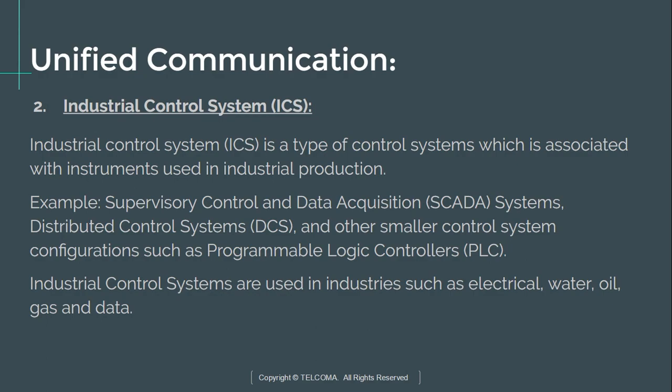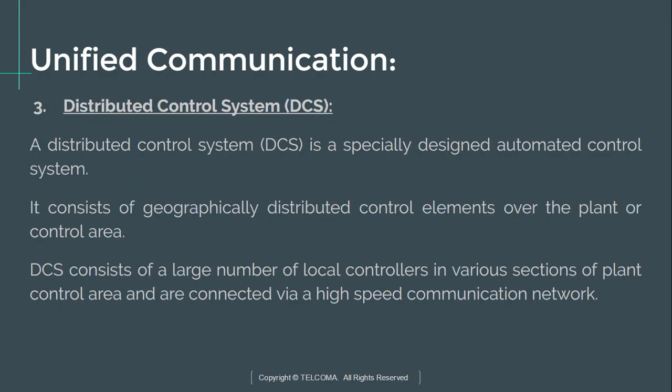So these are the examples of the ICS, industrial control system, and these industrial control systems are used in industries such as electrical industries, water treatment industries, oil, gas, and data systems. These are the places where we use the industrial control system, ICS. The next is the distributed control system, which is a subset of ICS.